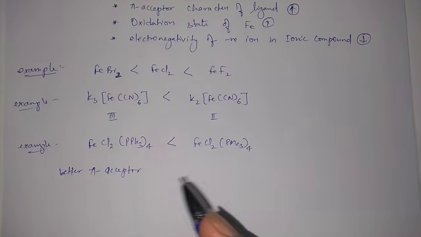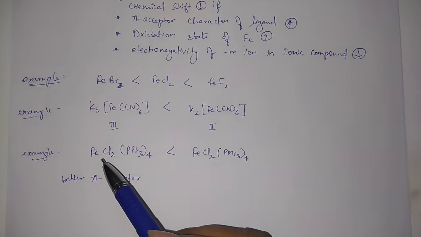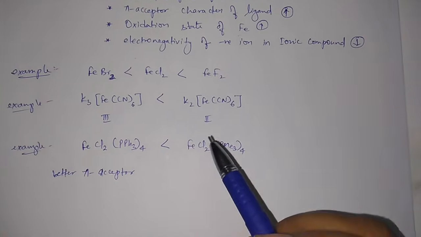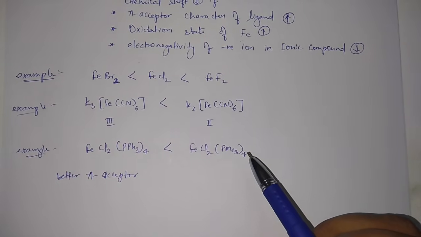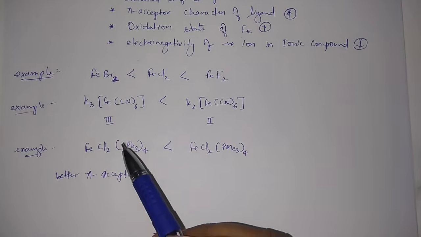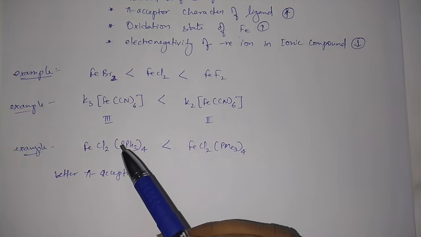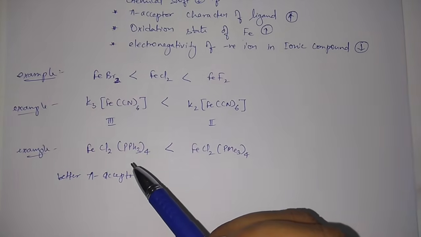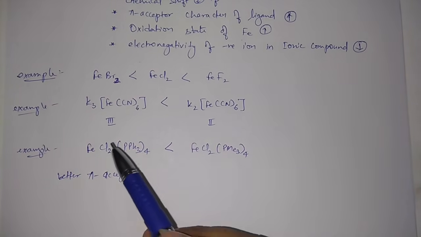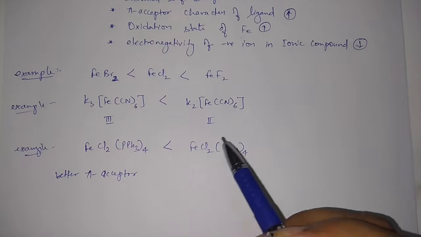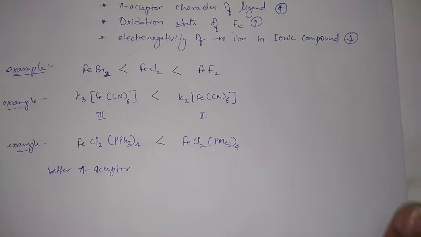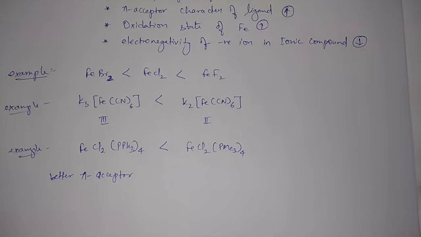The next one is the pi acceptor. If I take two complexes, we have FeCl2(PPh3)4 and I also have FeCl2(PMe3)4. For PPh3, we all know that triphenylphosphine has more pi acceptance. So that's why this will decrease the chemical shift value as compared to trimethylphosphine, right? So these were certain cases which will affect your chemical shift values.